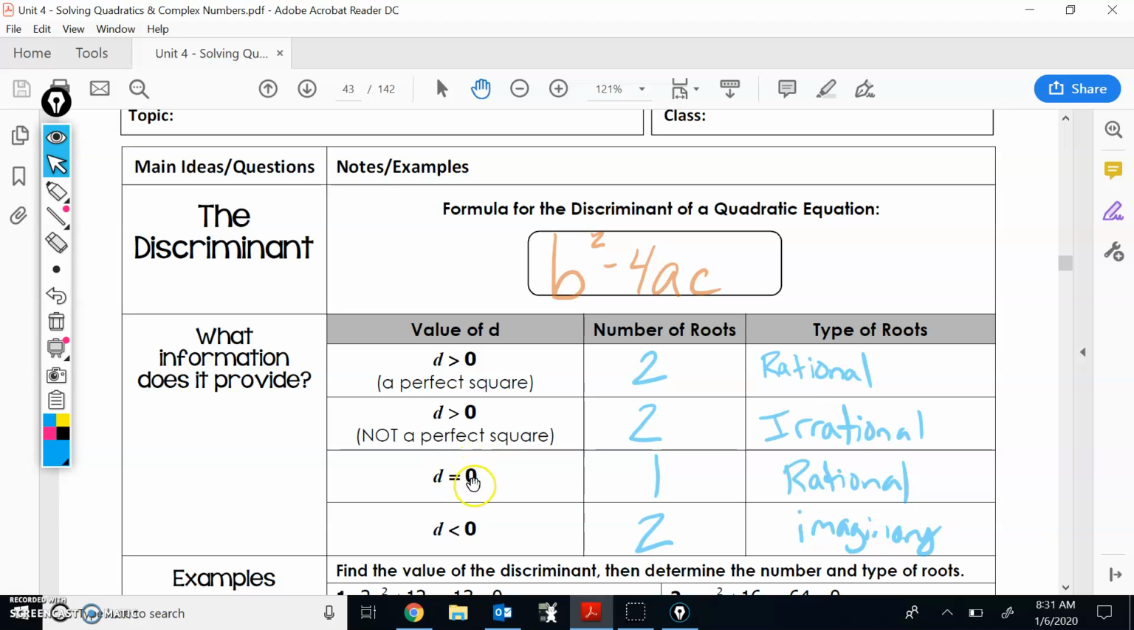If you do the discriminant and you get 0, you're going to have one answer, and it's going to be rational. If you do the discriminant and you get a negative number, less than 0, you're going to have two solutions, two roots, but they're both going to be imaginary numbers.